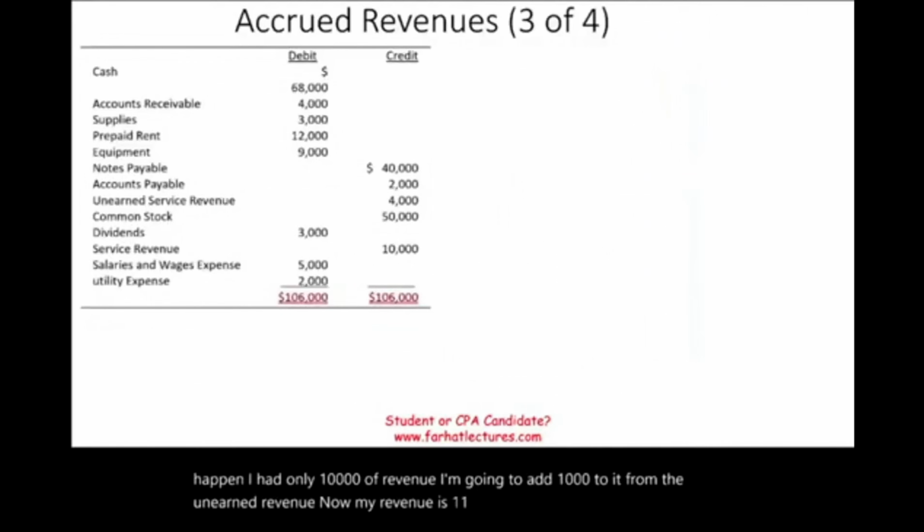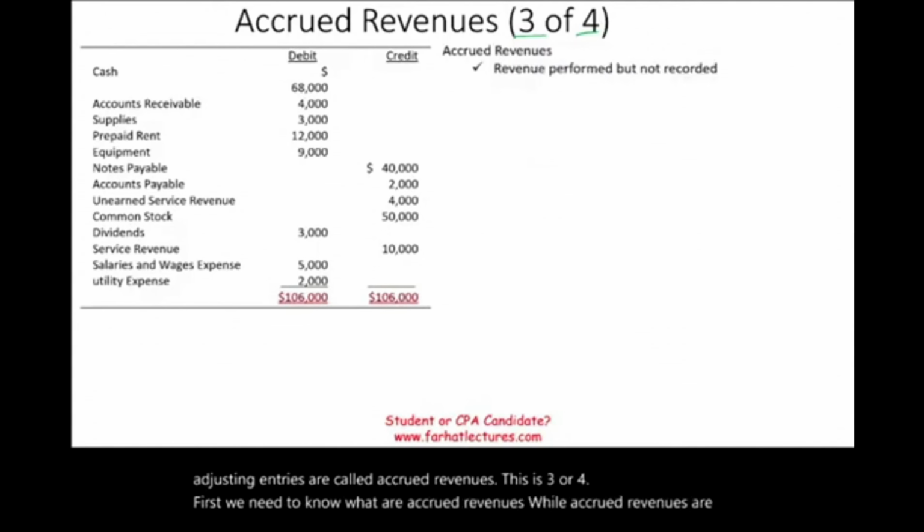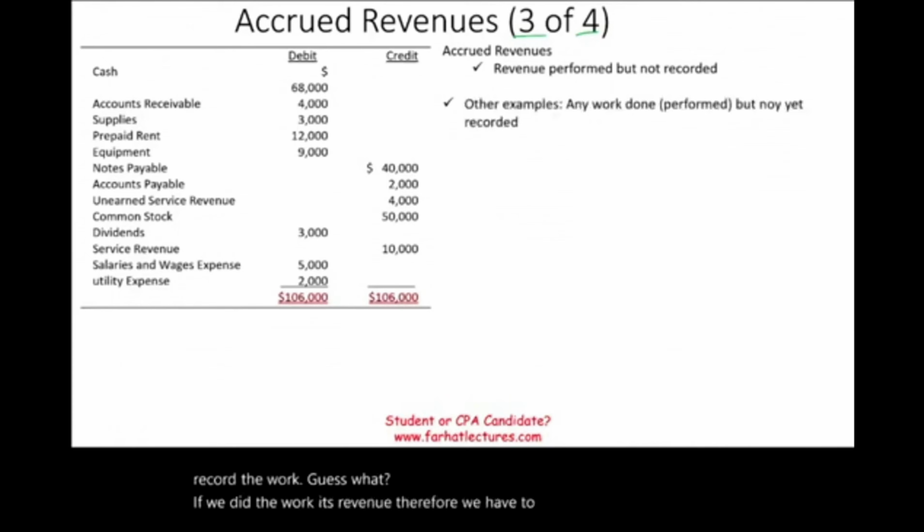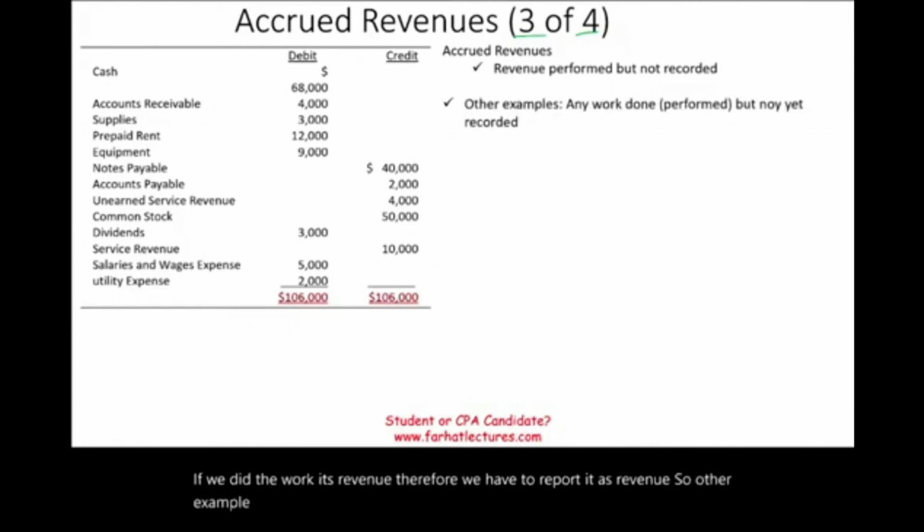The third type of adjusting entries are called accrued revenues. This is 3 of 4. First, we need to know what accrued revenues are. Accrued revenues are revenues performed but not recorded. So we did the work, but we did not record the work. Well, if we did the work, it's revenue, therefore we have to report it as revenue. Another example could be any work done but not yet recorded. You did the work for someone, you did not record it as revenue, so it's time to record the revenue.